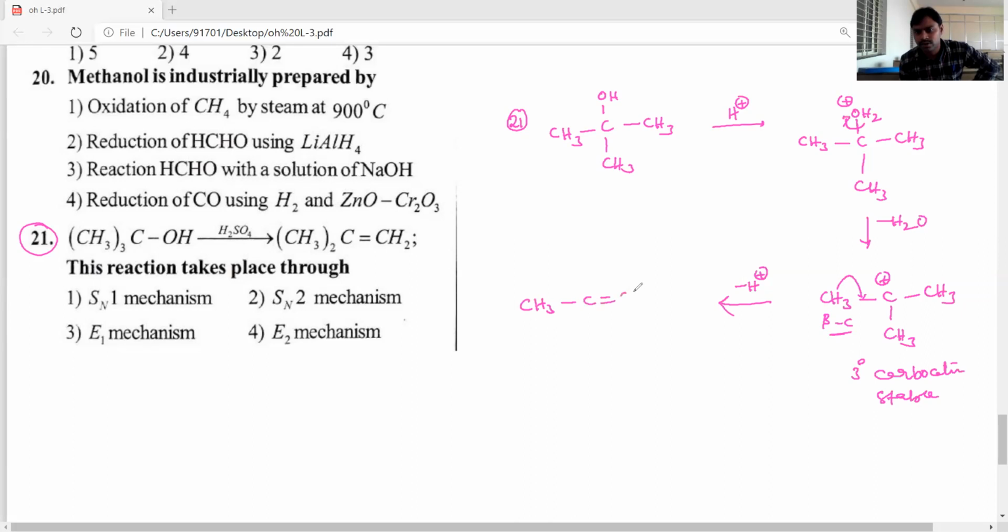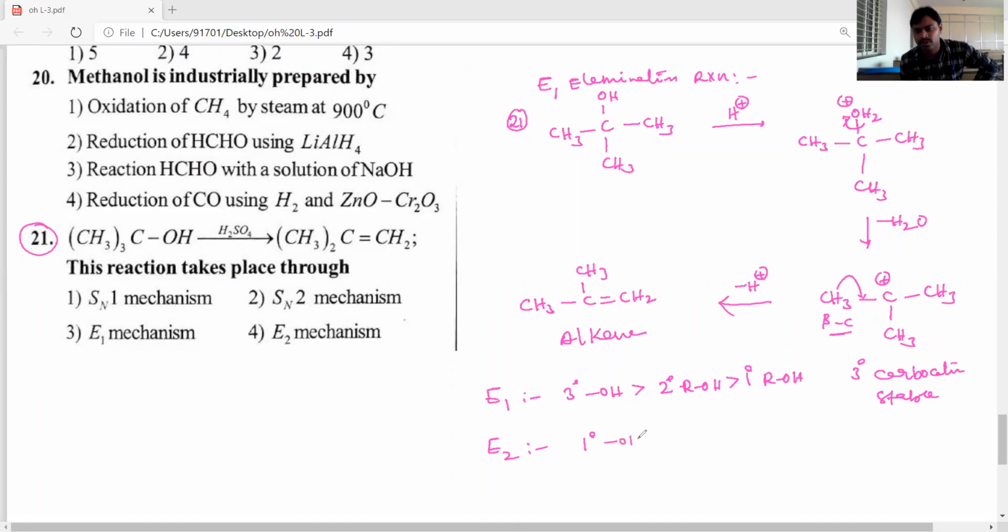Then we'll get CH3-C(=CH2)-CH3. This is an alkene. So this reaction is an E1 elimination reaction. In E1 elimination reactions, tertiary alcohols are more reactive compared to secondary alcohols and then primary alcohols. Whereas in E2, primary alcohol is more reactive than secondary alcohols and then tertiary alcohol. It is just like the SN1 and SN2 mechanisms.